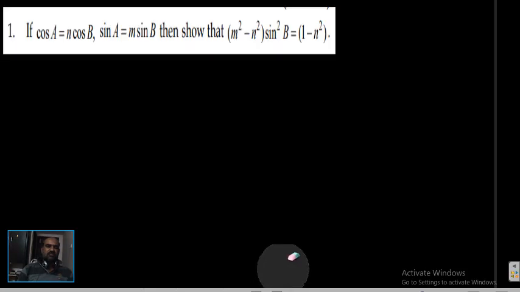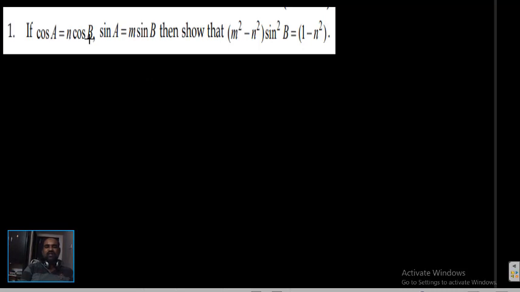Yeah, hello students. This is the 10th part of compound angles in trigonometry. Today also I am going to explain some problems based on the concept of compound angles. This is the first problem.